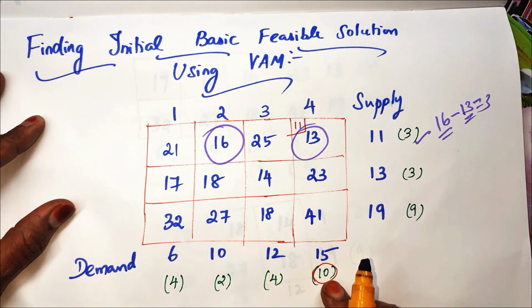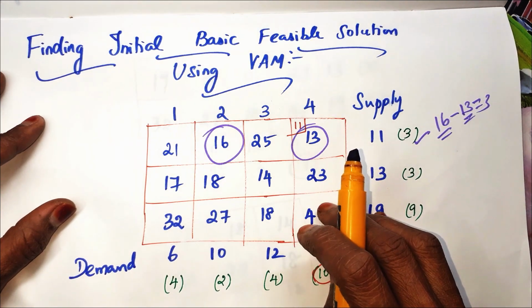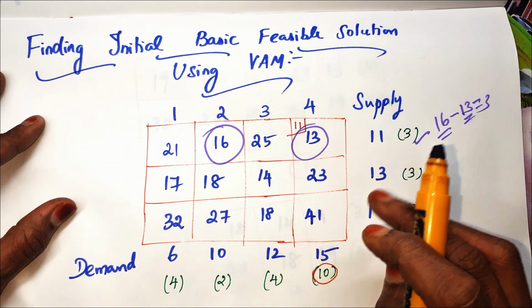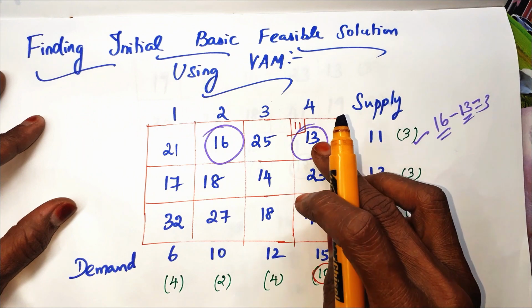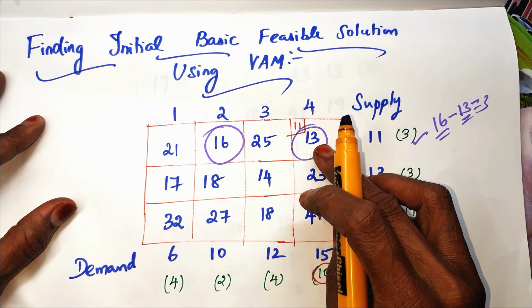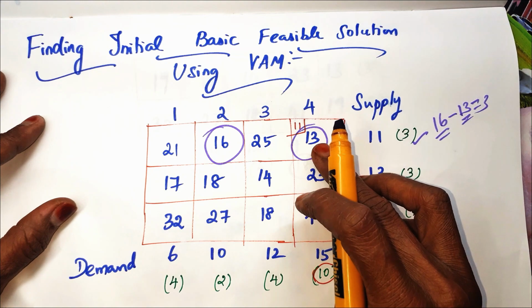Here 10 is the maximum penalty and it corresponds to the fourth column. In that column, we have to locate the least cost. So which is having the least cost out of these three? 13 is the least cost. In 13 only we are going to give the allocation. The allotment is going to be made in this cell.